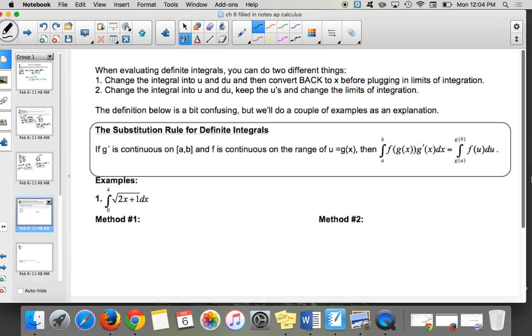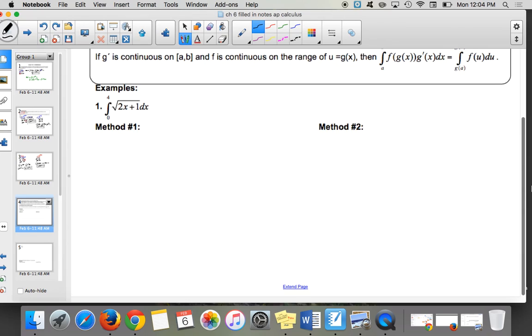All right, so let's try with numbers, definite integrals. So there's 2 ways to do this. I'll show you method number 1, method number 2, and then you can decide which one you like the best. I have a preference. We'll see if you have a preference. It says when evaluating definite integrals, you can do 2 different things. Number 1, change the integral into u and du, and then convert back to x before plugging in your a to b values, your limits of integration. And number 2 says change the integral into u and du, keep the u's, and change the limits of integration into u values.